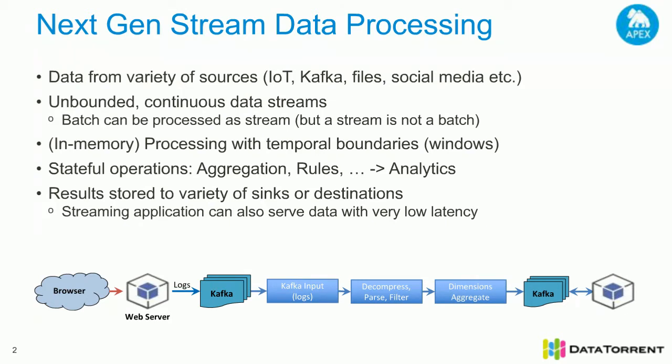And this data can come from a variety of sources. It can be IoT sources. Kafka is very often used to feed data into processors nowadays. Still files, but also social media and other sources. But the important thing is that those are unbounded and continuous data streams that need to be processed. So batches can be processed in the same way because you can consider any batch as a stream of data, just historical data. But the opposite does not apply. A stream cannot be processed like a batch.